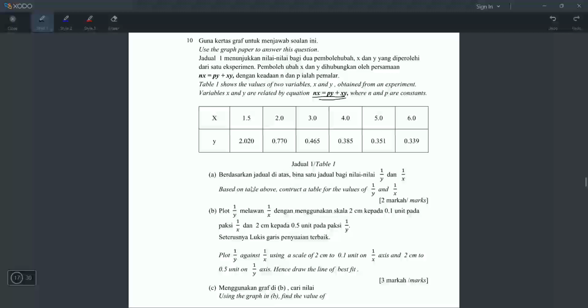So A says, based on the table above, construct a table for 1 over y and 1 over x. But I will not do this first. I will change this to linear form first. And then for B, they want us to plot. Look at the y-axis and the x-axis. The y-axis is 1 over y, the x-axis is 1 over x.